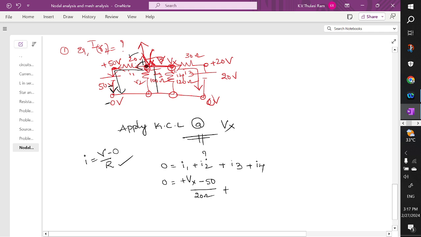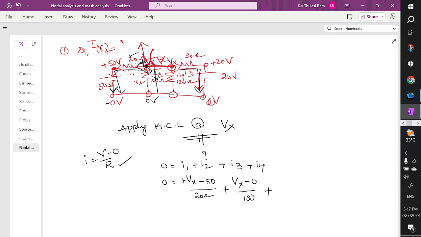I want to write down the current in this branch, I2. I already told current flows from high potential to low potential. So the current is leaving. What is the polarity of the voltage? Plus Vx. So high potential, and what is this potential? 0 volt. High potential minus low potential by R. What is the value of R? 100. Plus, how to write down the current I3? Current is leaving. Whenever the current is leaving, what is the polarity of the voltage? Plus Vx, and current is leaving the source like this, and what is the polarity of this? Minus.